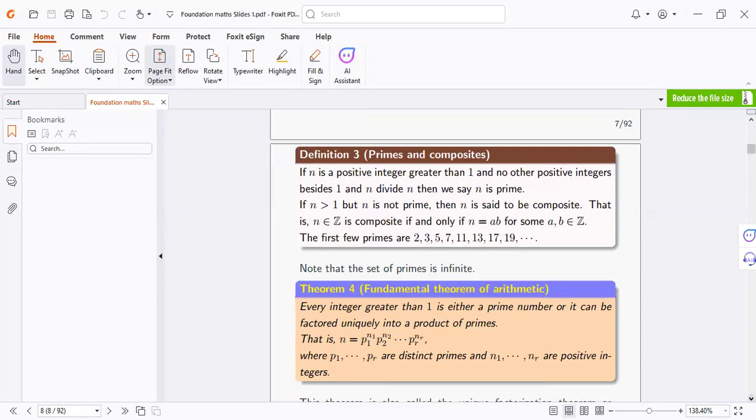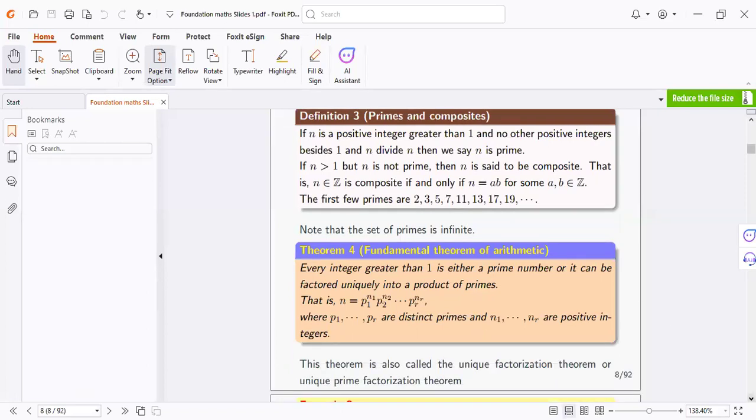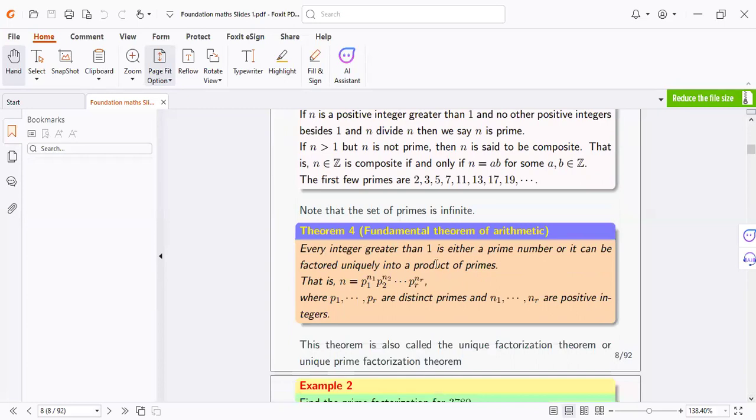Now, again, what will be very important is we must know that we cannot say which one is the largest prime number, because they are infinite. There are so many prime numbers we cannot count. The fundamental theorem says that every integer that is greater than 1 is either a prime number, or it can be factored uniquely into a product of prime numbers.